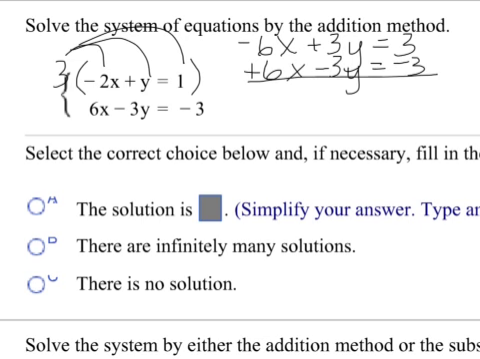Now in this case, everything gets eliminated. The x's, the y's, and the 3 minus 3 is also 0. So we've got 0 equals 0, and that's a true statement. And so that means there are infinitely many solutions. These are identical lines, and they land on top of each other. So that means there are infinitely many solutions because these lines cross all the time.